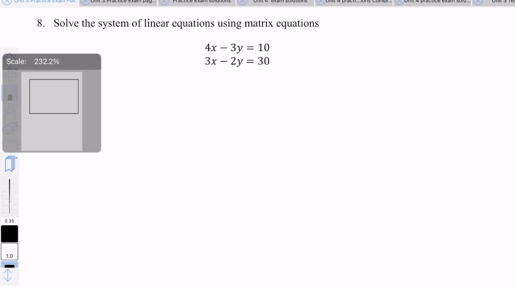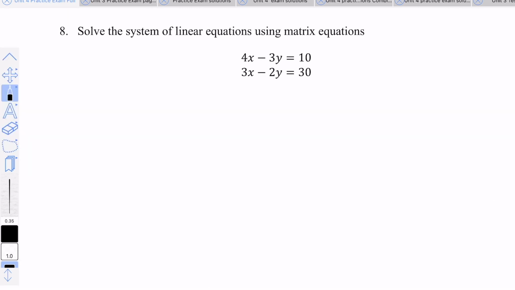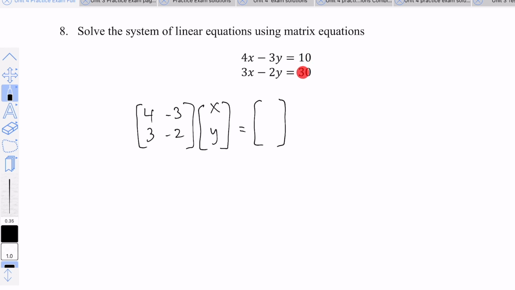Now number 8. This is from section 6.3. Solving a system of linear equations using matrix equations. Like it says, the first thing we need is to set up a matrix equation. The first matrix, matrix A, is the coefficient matrix. These are the coefficients of the variables. Then we have our variable matrix, and then a single column matrix comprised of the constant values.